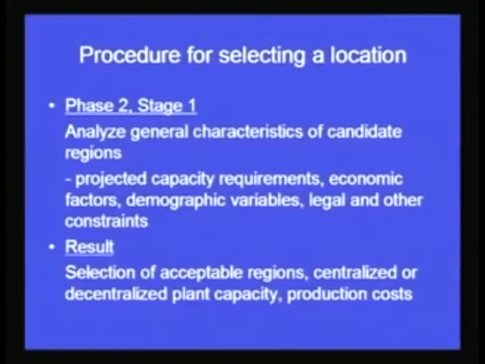So 2 points, 2 answers we have got. What are those 2 answers? First one is the selection of the acceptable regions, and second one is the centralized or decentralized plant capacity, and third one is the production cost. So after doing the phase 2 of stage 1, we have got 3 different answers. We also know what are going to be the production costs involved. So we know what is going to be the acceptable region, whether it is going to be a distributed or a single plant capacity, and what are going to be the production costs.